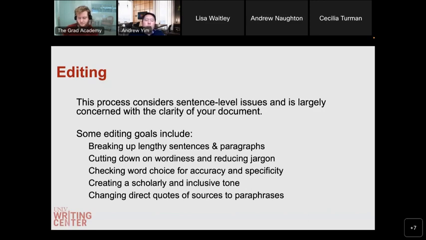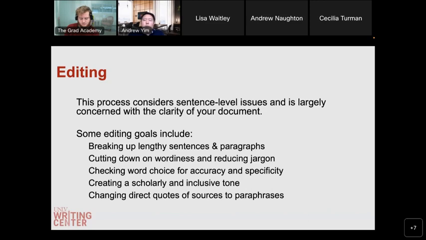And then number 4 and 5, thinking about the tone in your paper. Oftentimes with academic writing, you want to achieve a certain kind of tone that meets journal expectations or people you write for. And then finally, this is something that you can talk about with your committee or also with people you write for, is changing direct quotes into paraphrases.